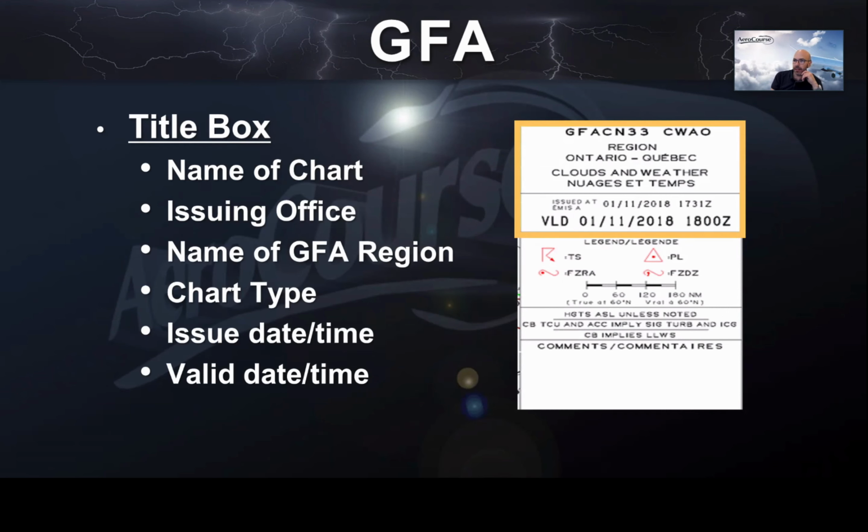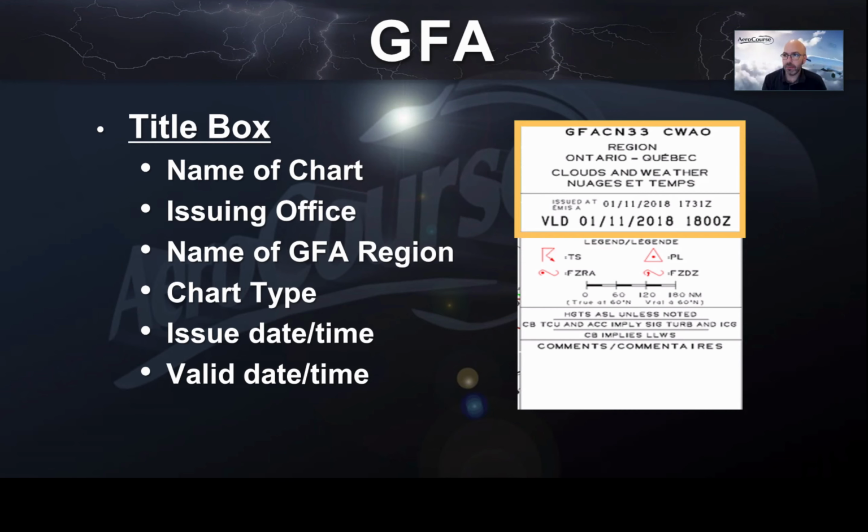So looking at this, is this the first one, the second one, or the third one? Based on the issue time. Hmm, it's the first one, right? It was issued at 1731 and it's valid at 18Z. That's about 30 minutes, so this must be the first one.